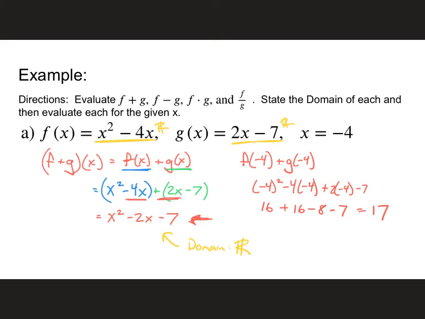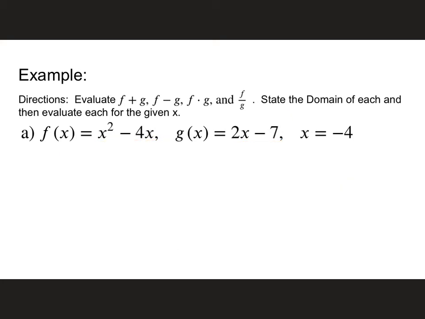Let's take a look at the subtraction problem now. So again, same idea. F minus g is the same as f of x minus g of x. Same idea. So f of x is x squared minus 4x. We'll do minus g of x, which is 2x minus 7. Now, in this problem, we have to be careful.